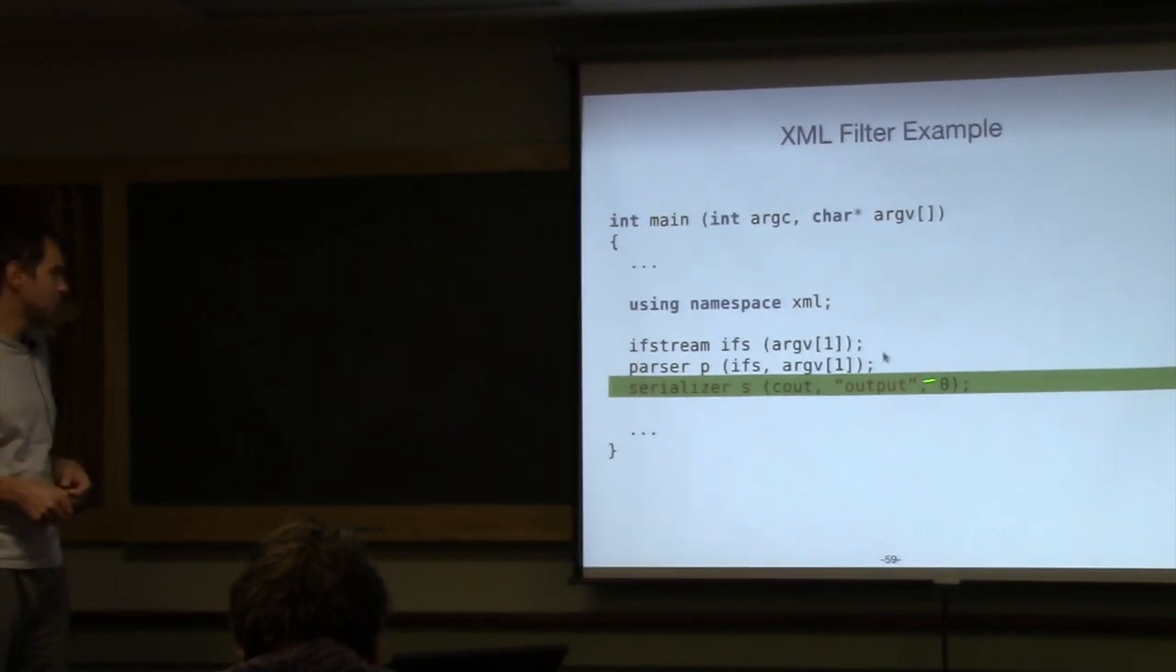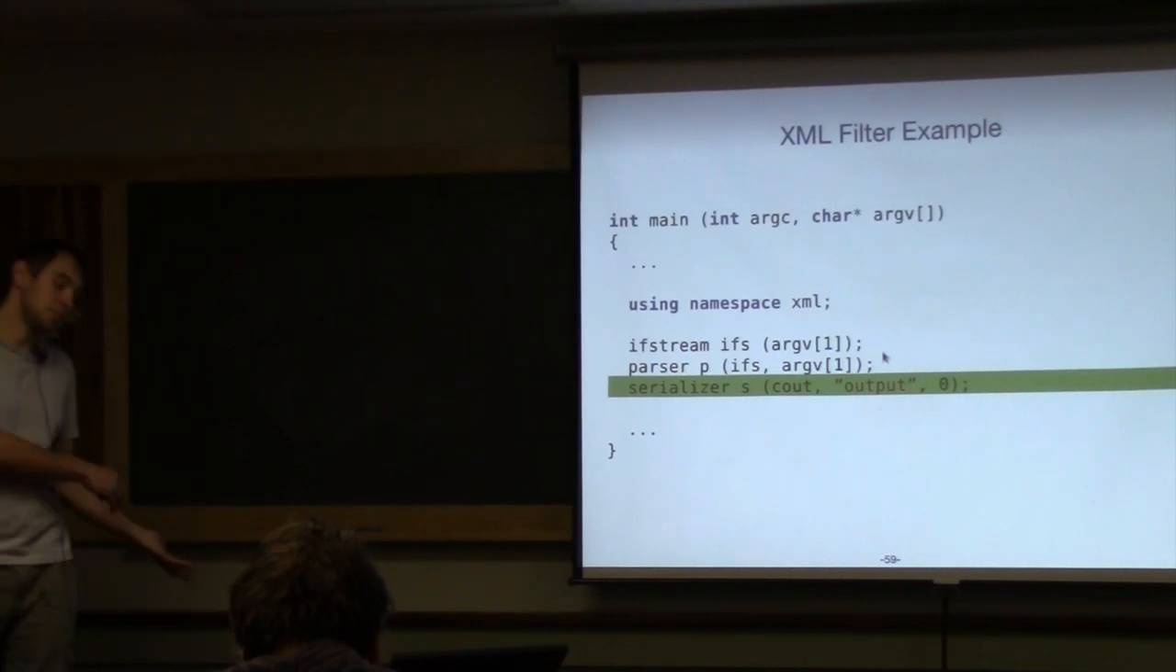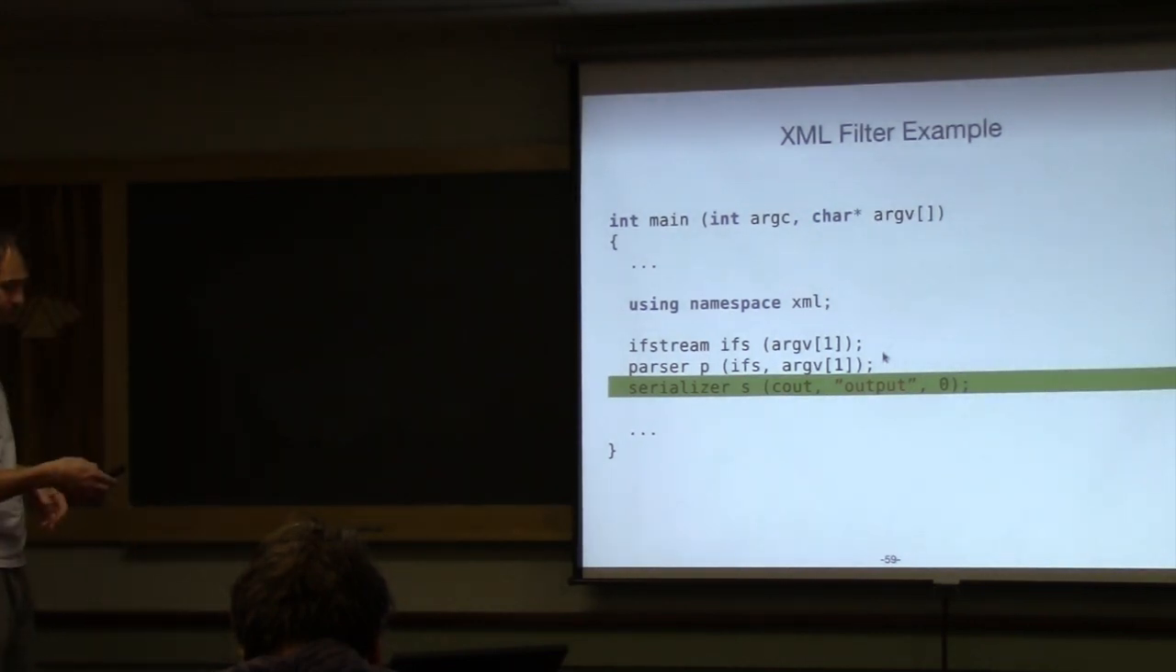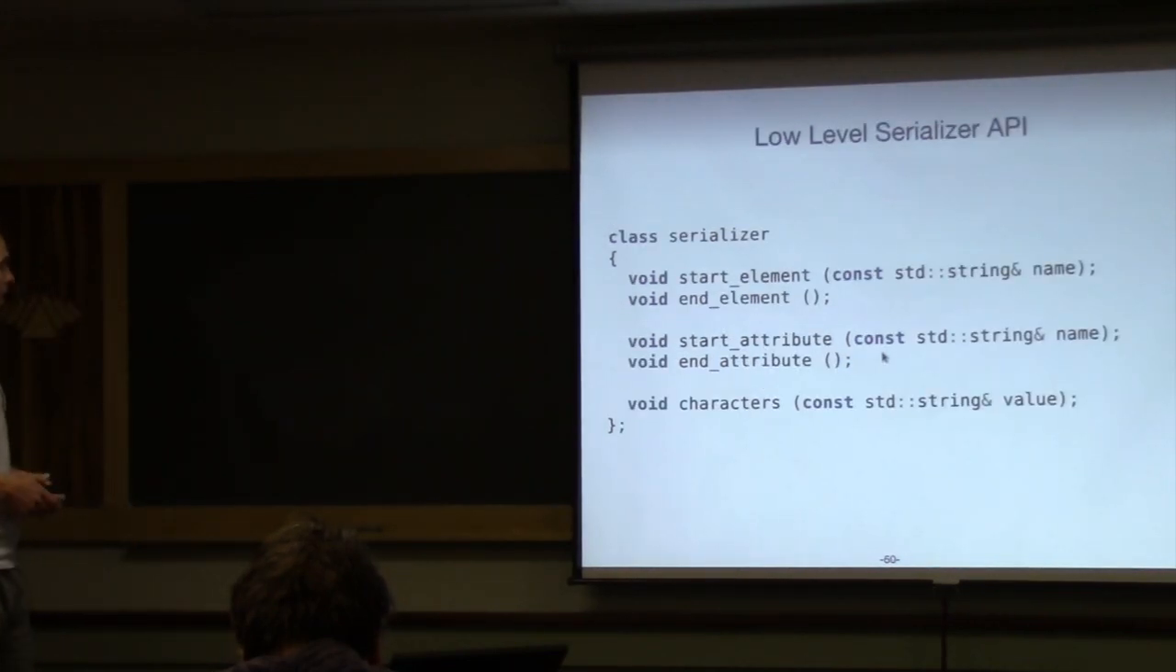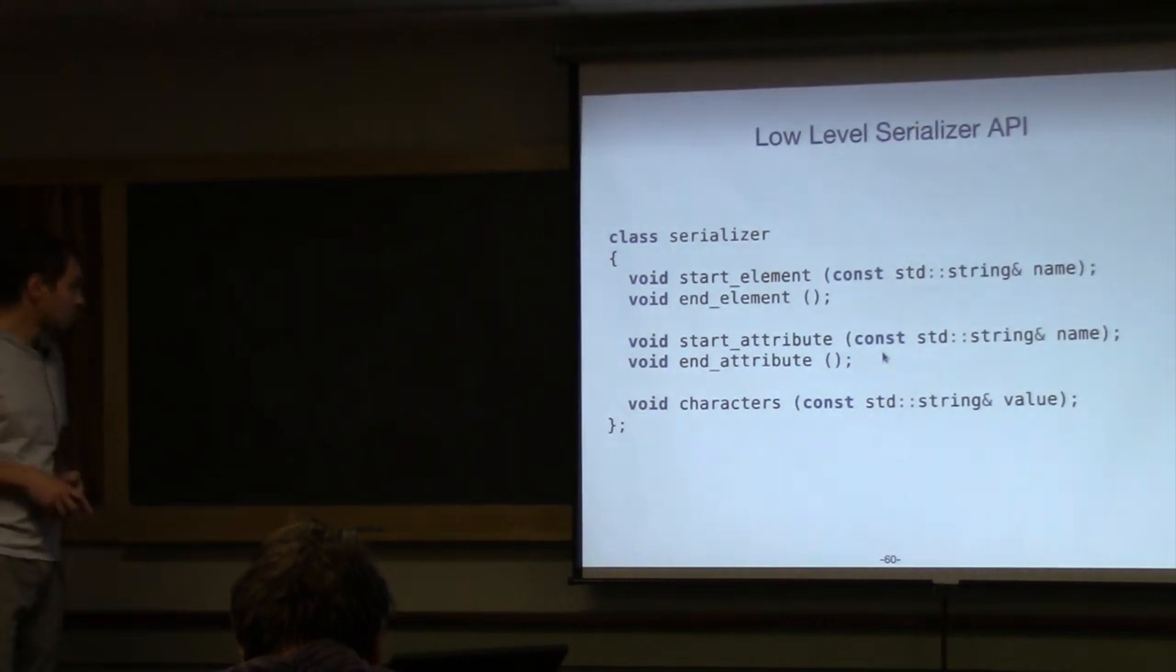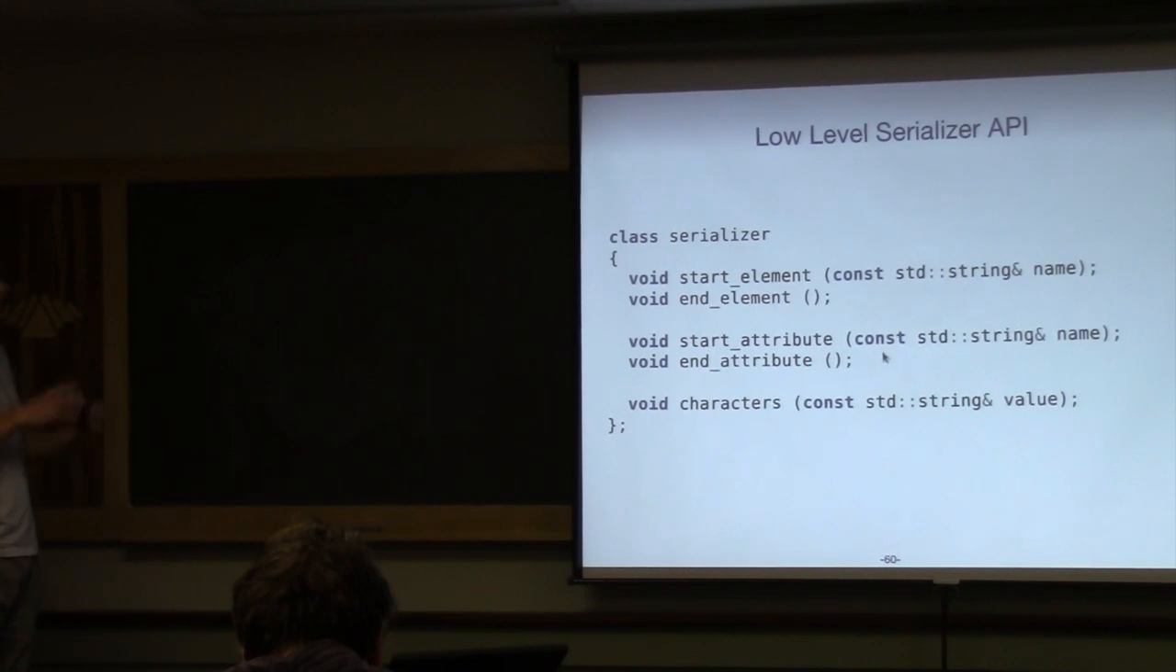Okay, so the next step then we will create the serializer. In the filter we'll probably want to disable pretty printing because we want what is in the input to be in the output. Okay, the next chunk of the serializer API, again I'll just let you gaze at it. I think it doesn't require any explanation.